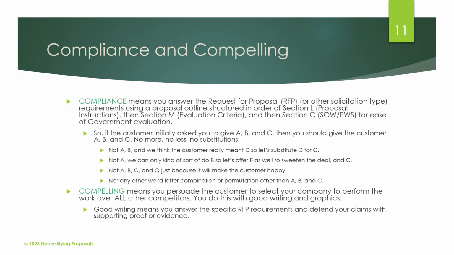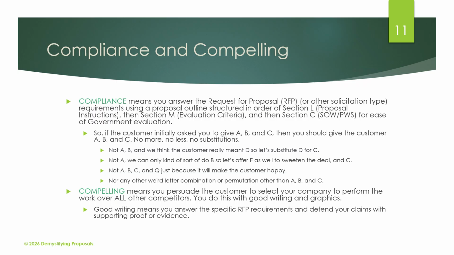So now we're going to break down compliance and compelling into more detail. Compliance means that you answer the request for a proposal, or the RFP requirements, using the proposal outline structured in the order of Section L, the proposal instructions, Section M, the evaluation criteria, and then Section C, the statement of work or the performance work statement. So that it's easy, like I said before, for the government to do their evaluation. So if the customer initially asked you to give A, B, and C, then you should give the customer A, B, and C.